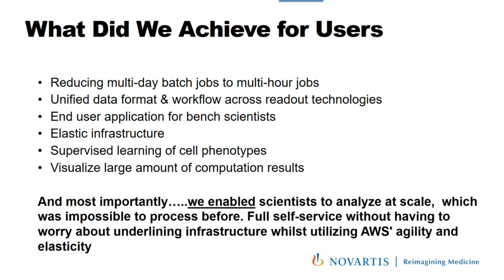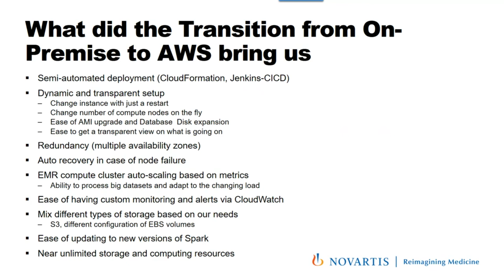So what do we achieve? Transition from on-prem brought us many things that I mentioned. Changing instance type sizes within a restart, ability to scale, redundancy, auto recovery, auto scaling and mix of storage types. And of course, ease of updating new versions of Spark. Next.